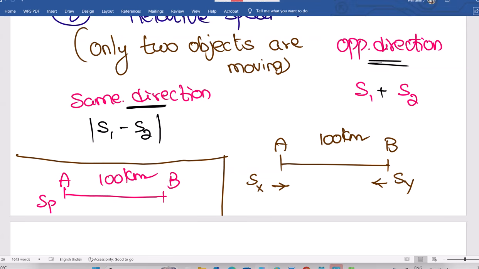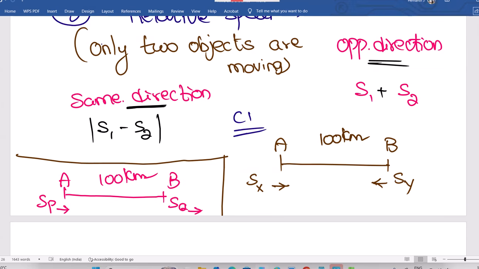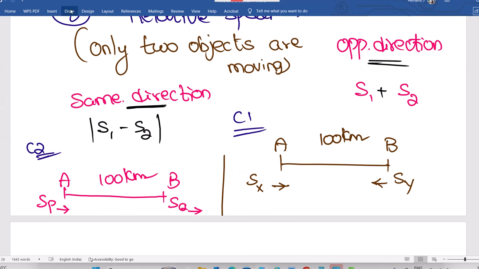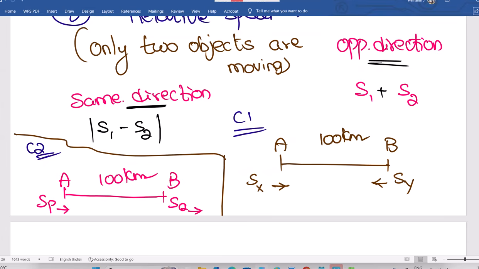Now P and Q both are traveling in the same direction. Listen, I have given you two situations: on the right side X and Y in opposite directions, whereas on the left side P and Q in the same direction. Now in which case will it take less time to meet? Is it case 1 or case 2? In which case will they take less time to meet? The distance is the same.